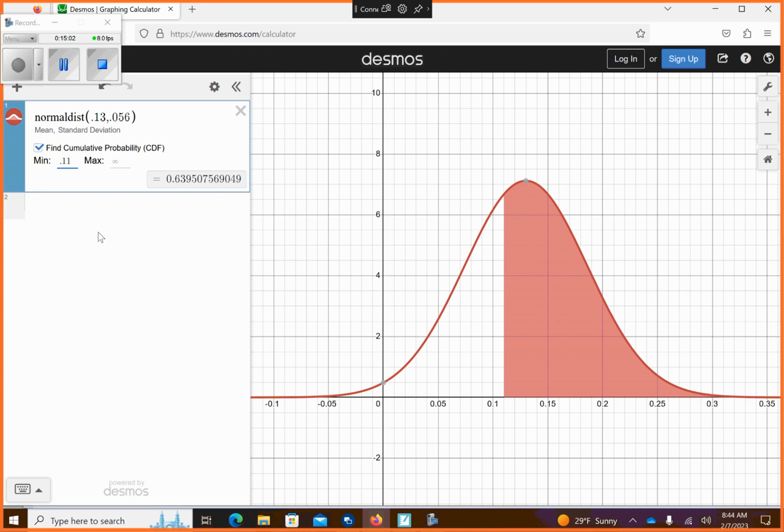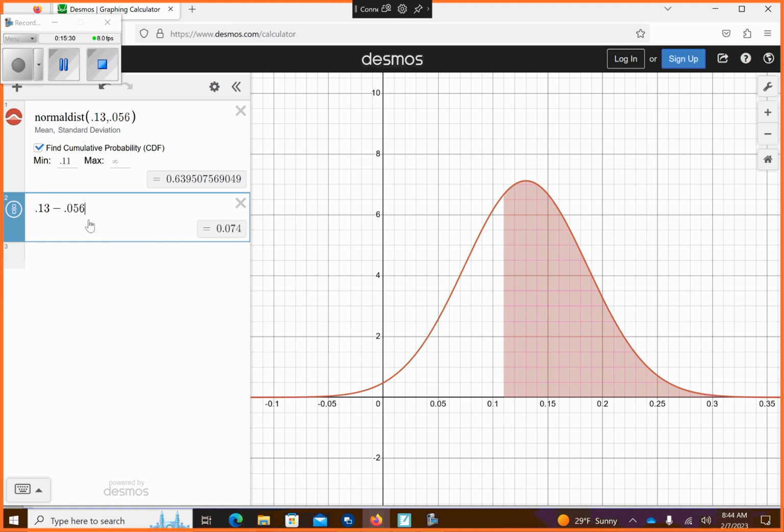Okay, he conducted a survey of senior citizens, a percentage that is 2.5 standard deviations below the mean. What is the percentage of your sample who are seniors? All right, I've got to do some math here. So we did 0.13 minus 2.5 times 0.056.